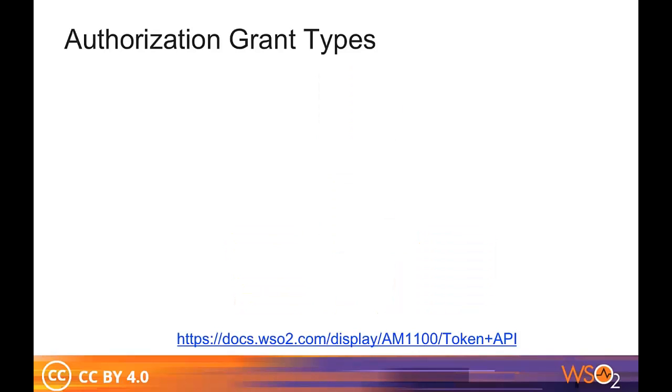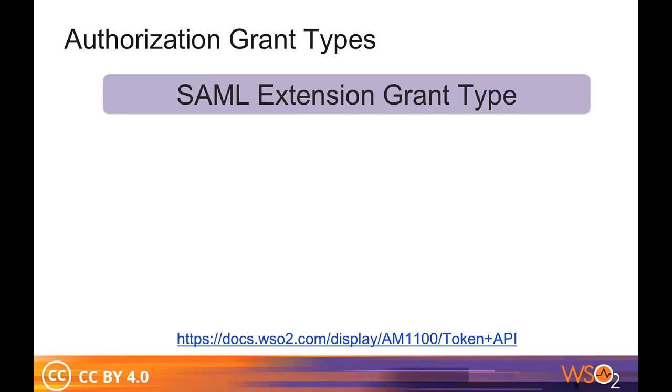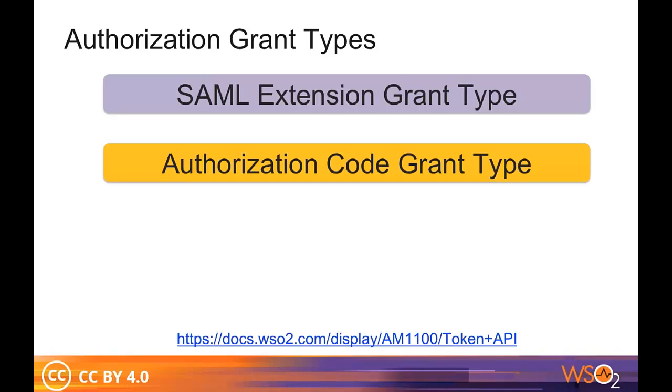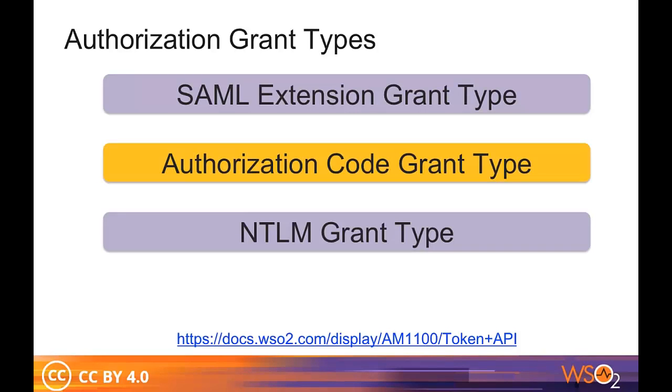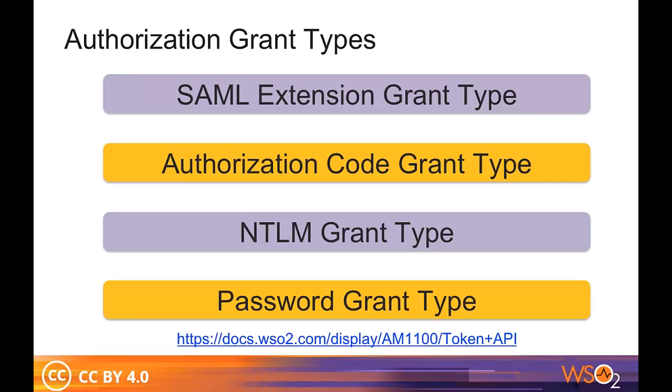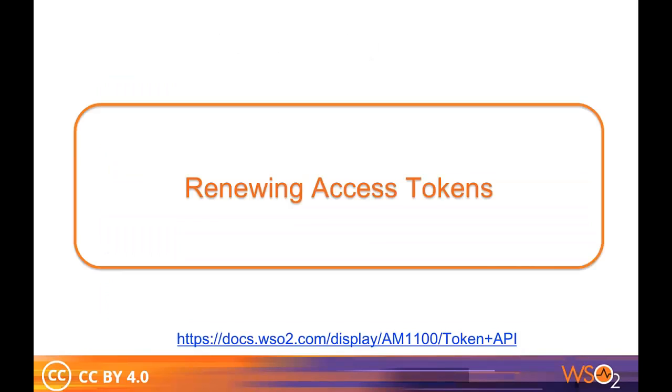WSO2 API Manager supports the four most common authorization grant types: SAML extension grant type, authorization code grant type, NTLM grant type, and password grant type. You can also define additional types as needed. After an access token is generated, sometimes you might have to renew the old token due to expiration or security concerns. You can renew an access token using a refresh token by issuing a REST call to the token API.